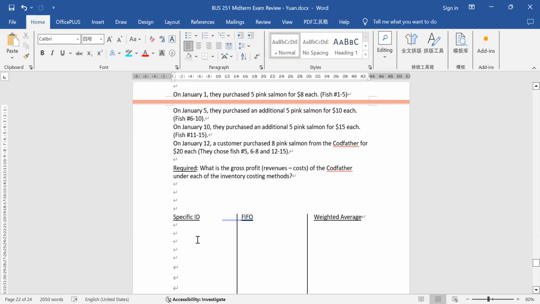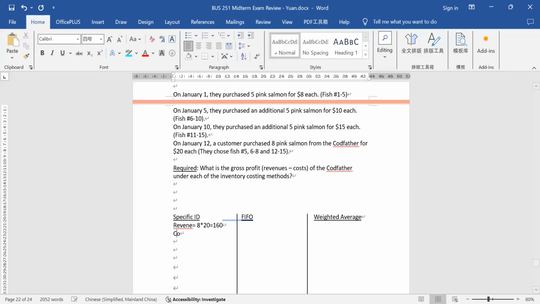Okay, so in order to calculate the gross profit, we have to know the revenue and we have to know the cost, right? So we're going to start with the revenue. What do we have? We sell 8. This is the only day that we sell something, right? So we sell 8 fishes at $20 each, right? You put $20 here and you get 160. So I will omit the dollar sign to make it easy.